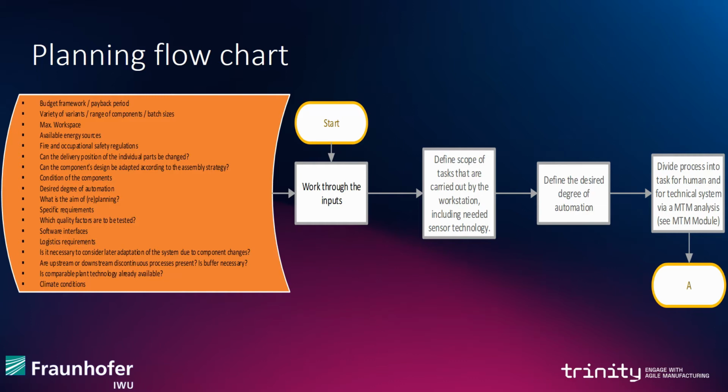As an example, additional inline quality control will require measuring systems. Afterwards, the desired degree of automation is determined. In our demonstrator, about 50% of the work content is automated. As soon as the degree of automation is known, the process can be divided into tasks for humans and for the technical system. I will explain next how MTM analysis can support this division.